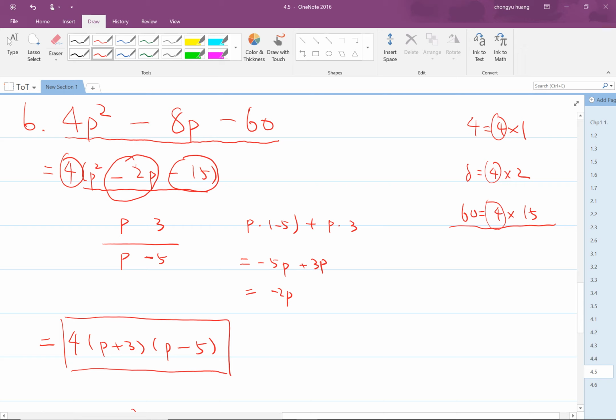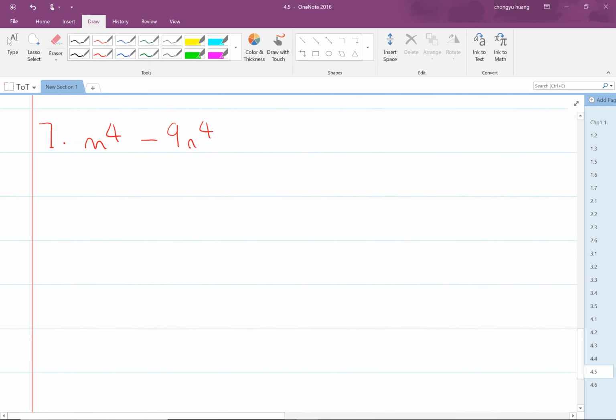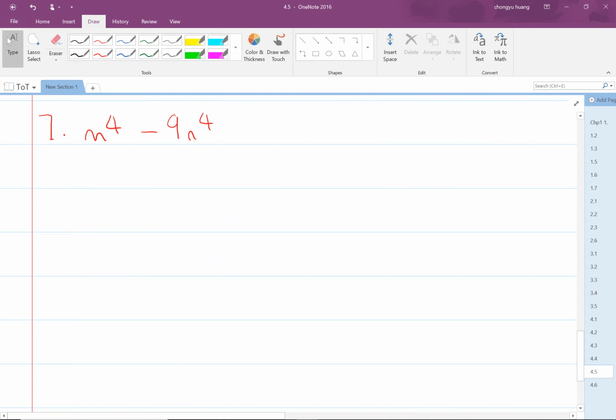Okay, so let's move into question 7. Question 7. The strategy we're going to use over here is to recall one of the properties: a plus b times a minus b is equal to a squared minus b squared.